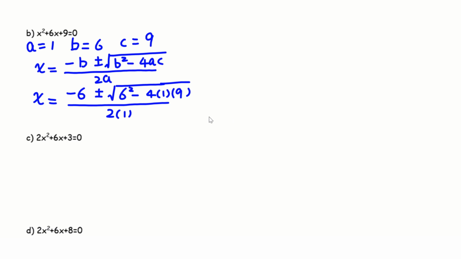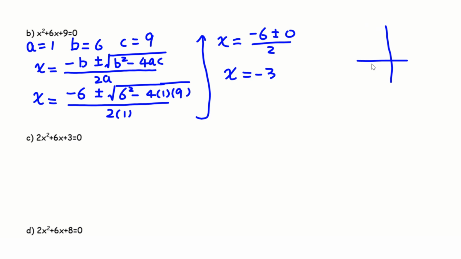Then use your calculator to find out under square root you have 0. So x equals negative 6 plus minus 0 divided by 2. Plus 0 minus 0 give you the same thing, so you will have x equals negative 3. And on the graph, it means you have only one x-intercept. The two x-intercepts become the same. So if we factor this one, it will be x plus 3 times x plus 3.